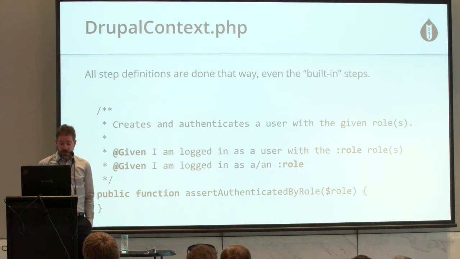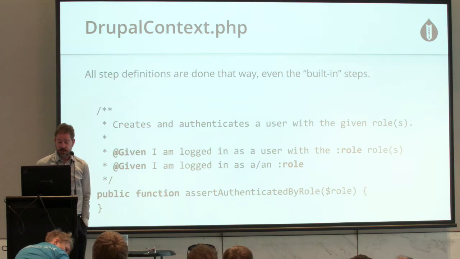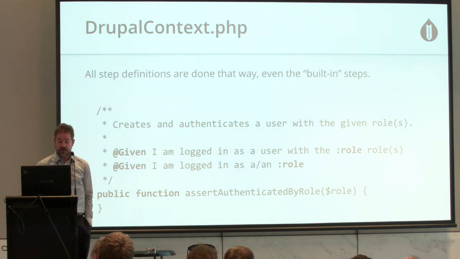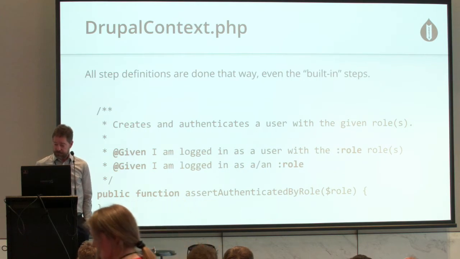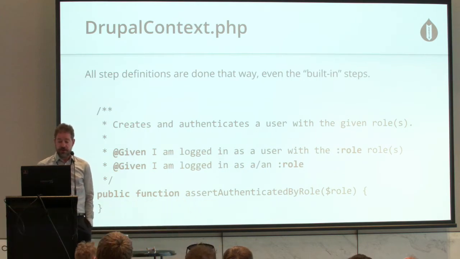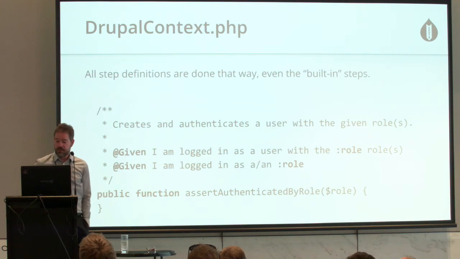You can put custom or multiple givens as annotation there, they will all match. And you can even put a variable in there, as you see in this example, on the given I'm logged in as user with the colon role, which is a special keyword, colon, meaning this is a parameter. So if you write a test, that particular word, that location will be passed in as a parameter to your function.